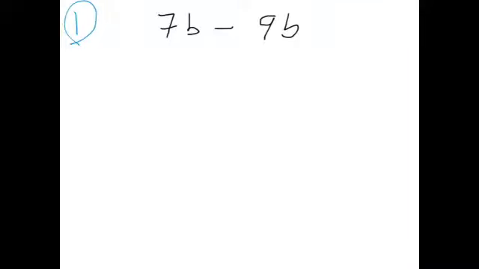Alright, time for the solutions for the combining like terms and distribution property problems. On these ones, I'm just going to go pretty fast.